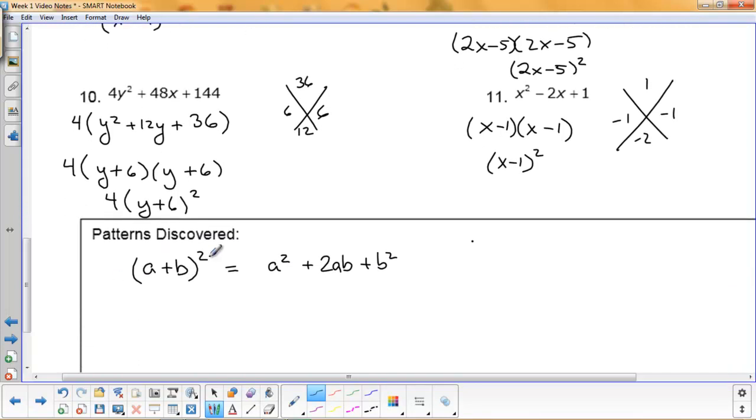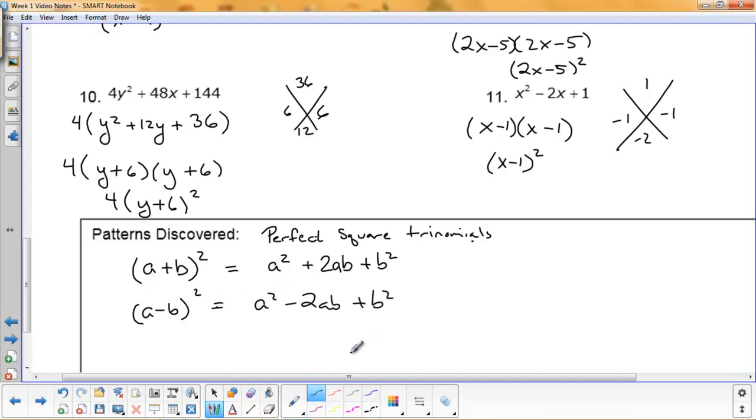So these perfect square trinomials are great shortcuts for you. So be able to recognize them because it will save you a whole lot of time. And the other one, of course, is a minus b quantity squared. And a squared minus 2ab plus b squared is our answer there.